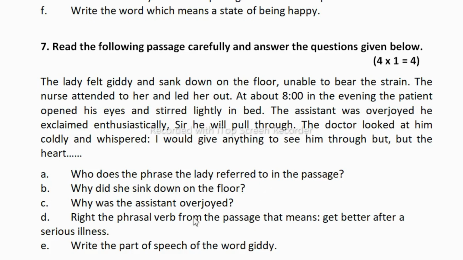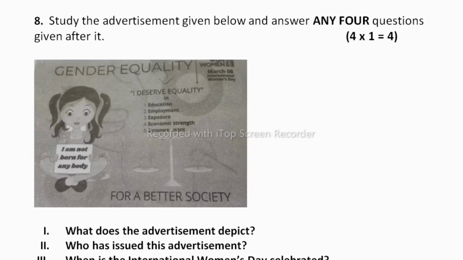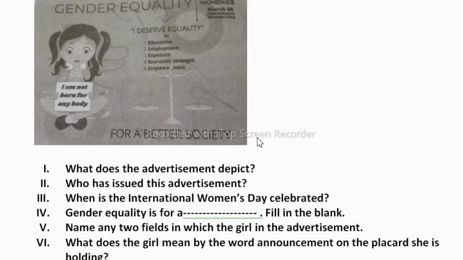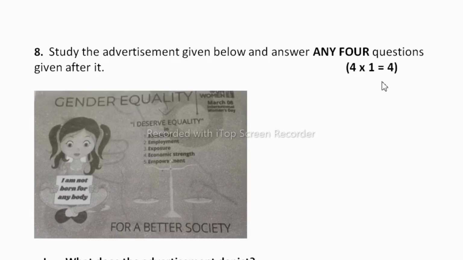Then afterwards you have to search for those keywords in the passage, then you will get your answers there. Next bit, which is 8 bit, here you have to see the advertisement which is given to you in your exam. So they will give you an advertisement, along with this they will give you 6 questions. Out of these questions you have to answer any 4.